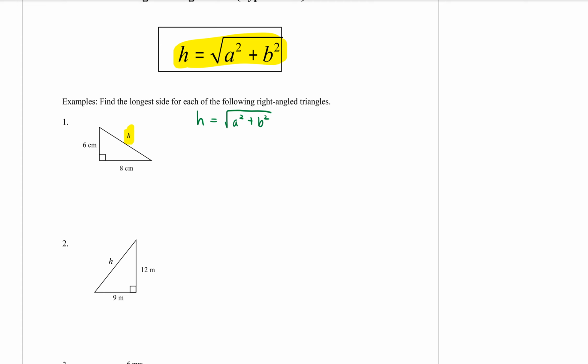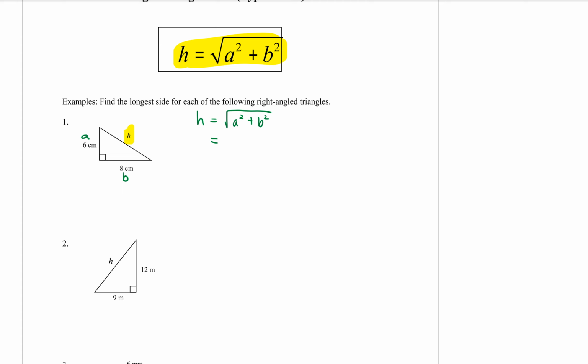The H in my diagram. Remember the A and the B? That is the two shorter sides. I'm going to call that one the A and that one the B, putting them on my diagram. Now we're going to substitute those numbers into my formula. Now, if you put your equal signs underneath each other, you don't have to keep writing H. Because that's just H equal to all of the things that I'm going to write underneath there.